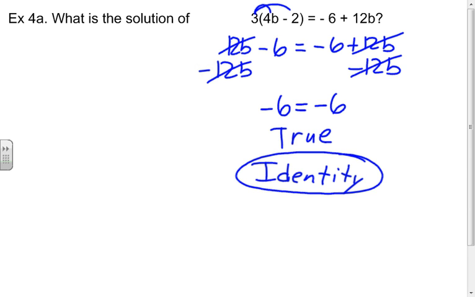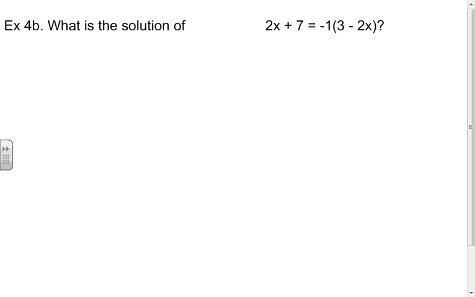Okay, one example left. You can probably figure out where we're going with it. What is the solution of 2x plus 7 equals negative 1 times the quantity 3 minus 2x? Distributive property on the right. Negative 1 times 3 is negative 3. Negative 1 times negative 2 is positive 2x. Negative times negative is positive. On the left-hand side, I didn't do anything, so nothing changes. Okay. Now I have variables on both sides. Look for the biggest coefficient. Coefficient on the left is a 2. Coefficient on the right is a 2. They're the same, so I can do whichever I want. I'm going to get rid of the one on the right.